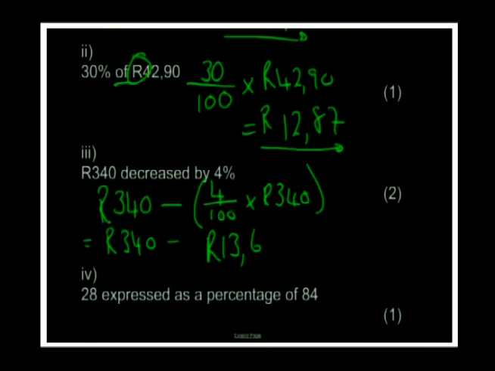Now, I want to stop for a minute. I want to look at this. 13,6. That's what the calculator gave us. But the calculator is a funny little machine, okay? It doesn't have a brain of its own. It can't think for itself. It only does what you push into it.